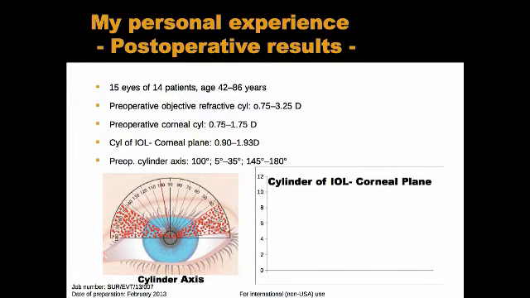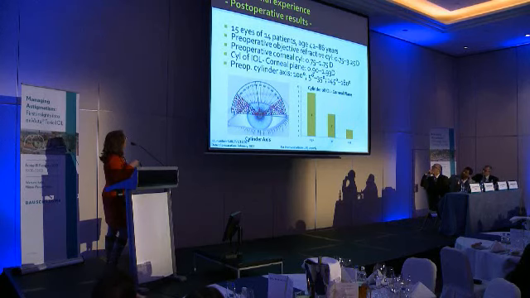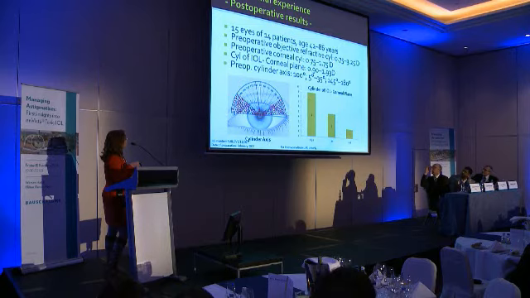So this is my experience. I did 16 eyes, but the last patient couldn't come for the last follow-up visit. So I have 15 eyes of 14 patients, age between 40 and 86 years. The follow-up was 1 month for 11 eyes and 2 weeks for the remaining 4 eyes. The preoperative corneal cylinder ranged from 0.75 up to 175. And this is the IOL that I used, with this power.